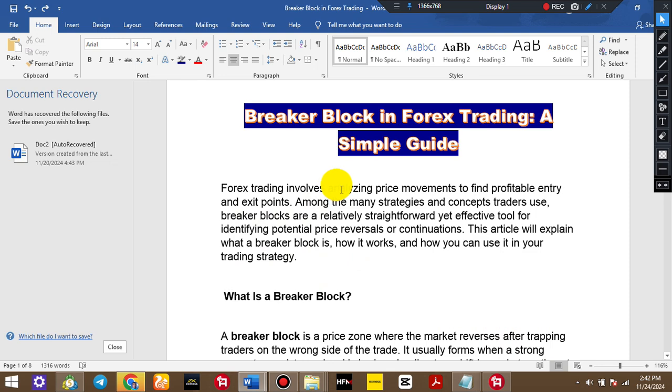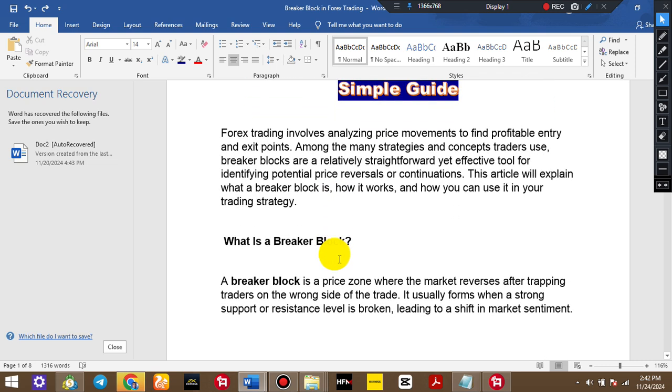Forex trading involves analyzing price movement to find profitable entry and exit points. Among the many strategies and concepts traders use, breaker blocks are a relatively straightforward yet effective tool for identifying potential price reversal or continuation. This article will explain what a breaker block is, how it works, and how you can use it in your trading strategy. Not only that, I'm still going to tell you the difference between an order block and a breaker block. Is that clear, guys?